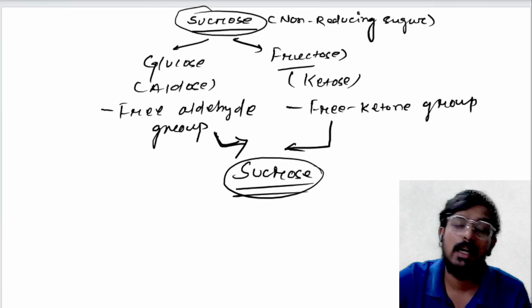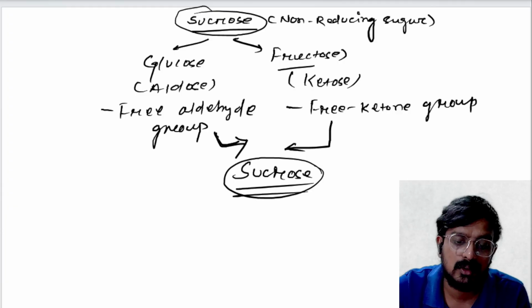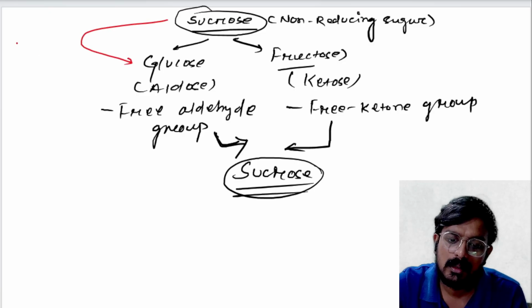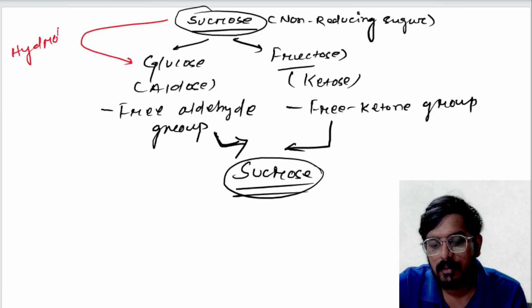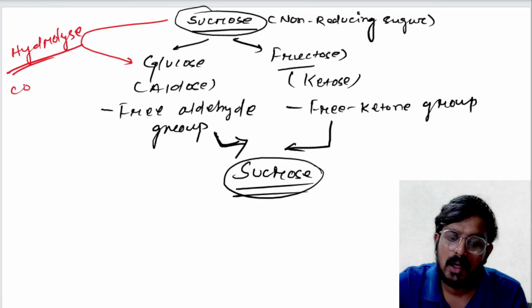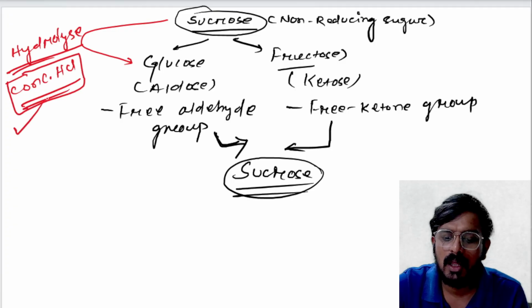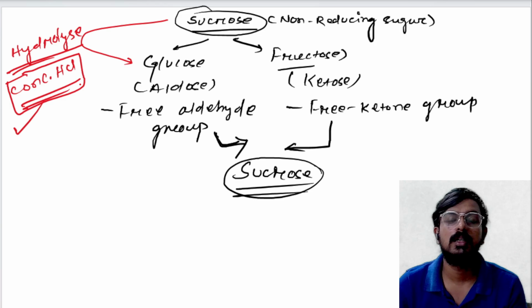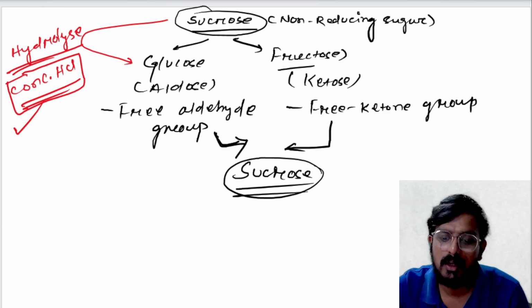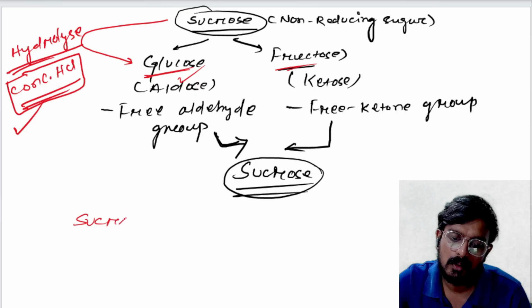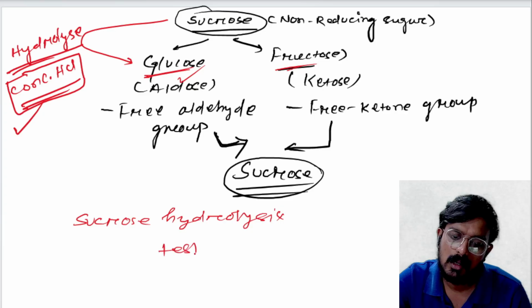So that's why hydrolyzing sucrose is a difficult task. How can we hydrolyze it? We can hydrolyze sucrose by concentrated hydrochloric acid. Please remember, its hydrolysis is difficult, so that's why we use concentrated hydrochloric acid. When it undergoes hydrolysis, it forms glucose and fructose. This test is called the sucrose hydrolysis test.